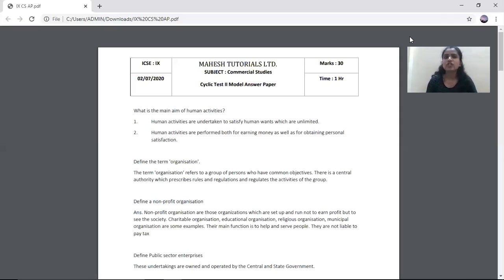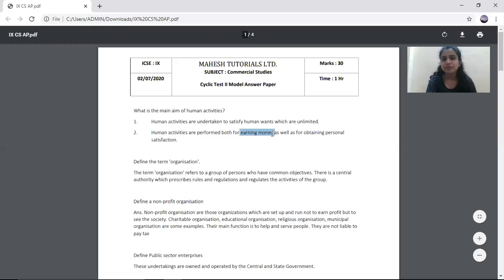Like I mentioned in the previous video also, you have to first write the section that you're attempting here, section A, then write the question number and the sub-question number. Now, what is the main aim of human activities? So students, you can first write a sentence wherein you explain what human activities actually are, and then you can write the aim of human activities. While writing that, the key points that you have to keep in mind are earning money and personal satisfaction. So these are the keywords that you have to mention.